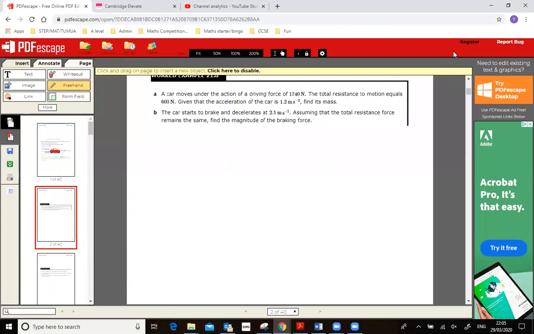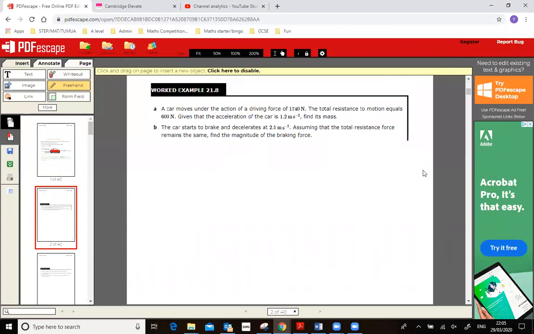In this example, part A: a car moves under the action of a driving force of 1,740 Newton. The total resistance to motion equals 600 Newton. Given that the acceleration of the car is 1.2 meter per second squared, find its mass. So as I mentioned before, you need to be able to identify all the forces acting on the car and also draw a diagram. So why don't we start by drawing a diagram with all the forces labeled on the car.